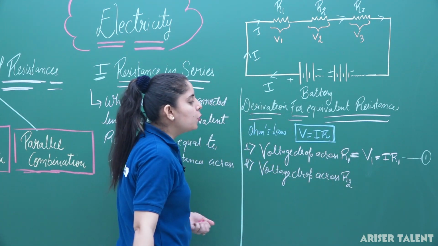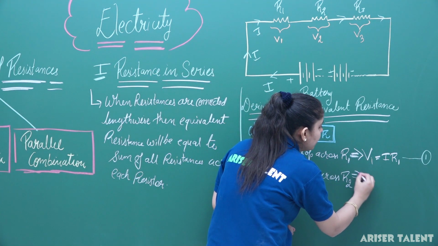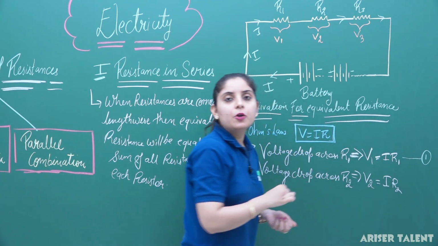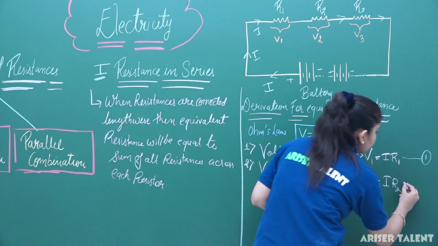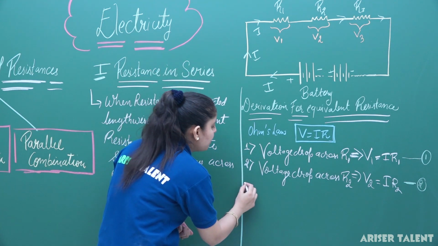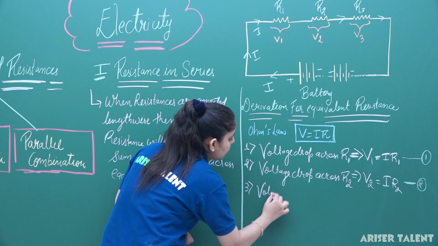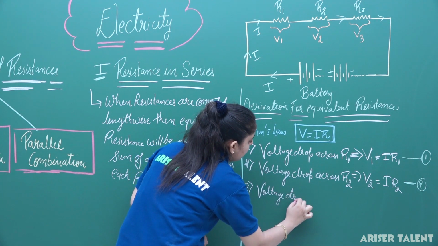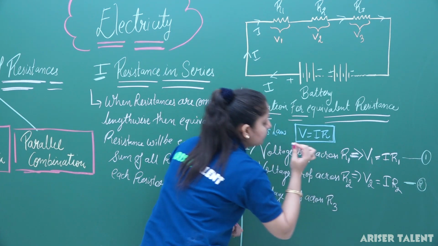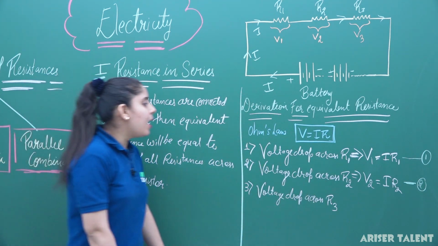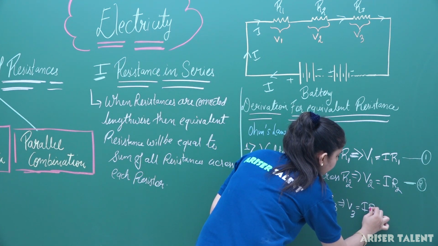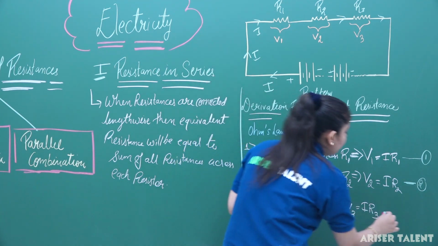Voltage drop across R2 will be equal to our V2, and it came out to be IR2, where I is the current and R2 is the value of the resistor we have. Now, in the third case, we are finding the voltage drop across R3. V3 here came out to be IR3. So, this is our equation number 3 we are getting here.